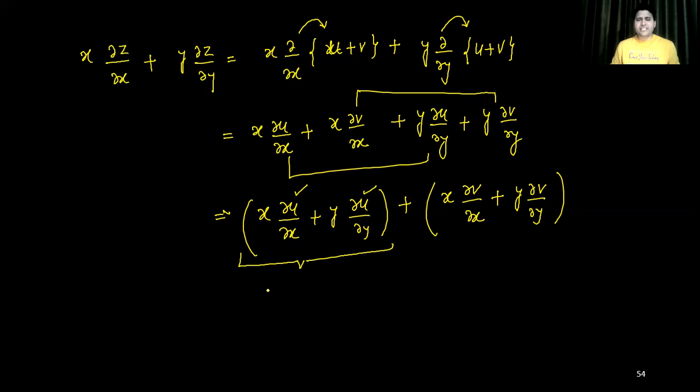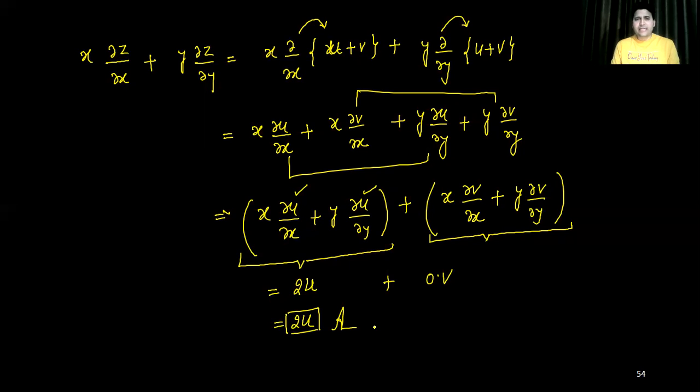Now you can see this is the result of Euler's formula, and u is a homogeneous function of degree how much? 2. This will be 2 times u. And this is for v. v is homogeneous of degree 0. So 0 times v. So finally what do I get? 2u is the answer for this problem.